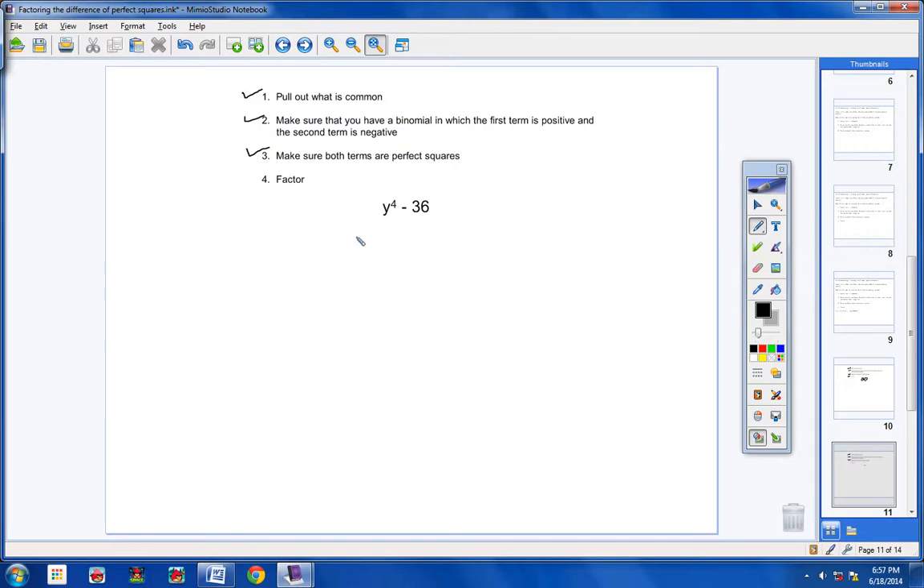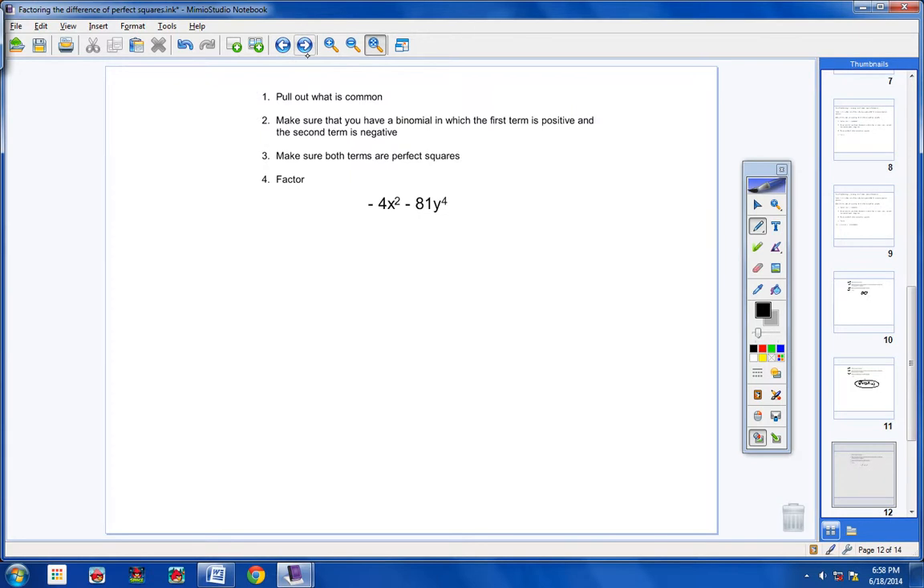Now just factor it. So you put two little parentheses. Take the square root of y to the fourth in your head. The square root of y to the fourth is y squared. So I put a y squared here and a y squared here. Take the square root of 36 in your head. The square root of 36 is 6. Put a 6 here and a 6 here. Make one positive and make one negative. And you're done. It's that simple. Okay, moving on to the next problem.